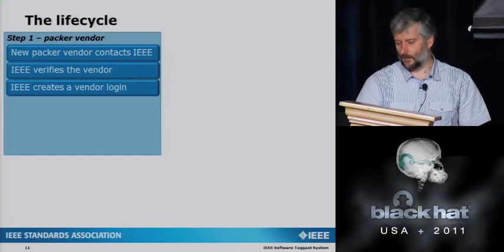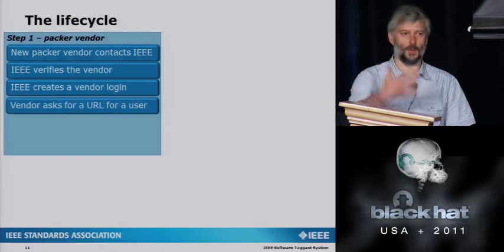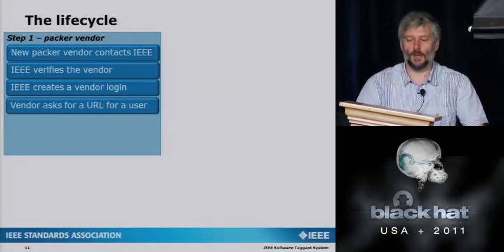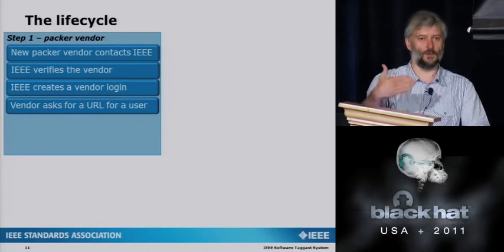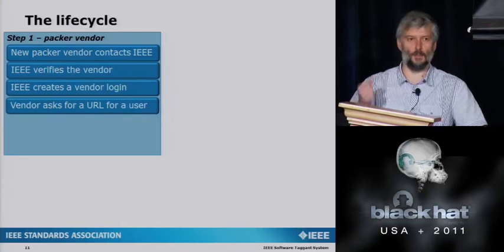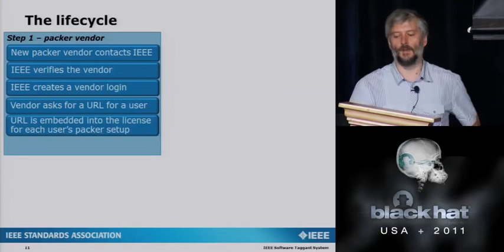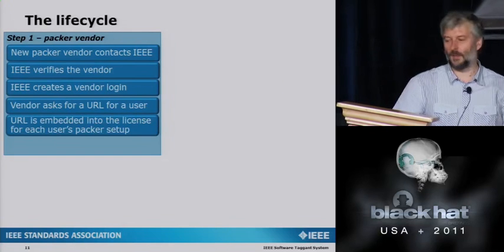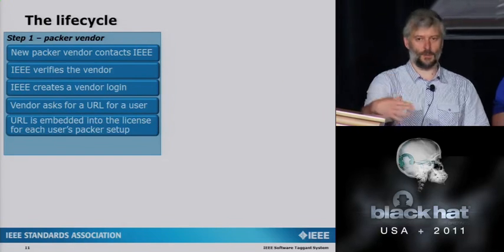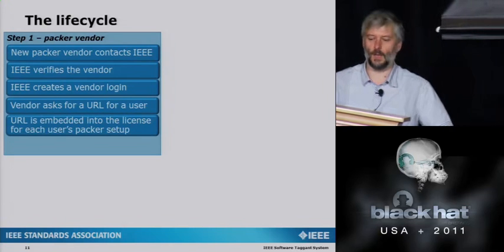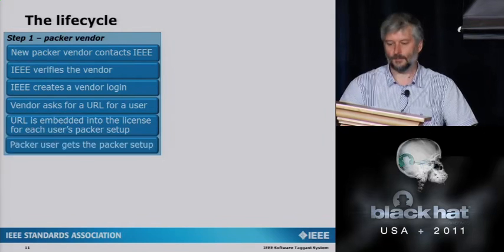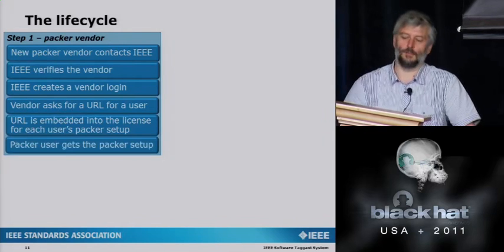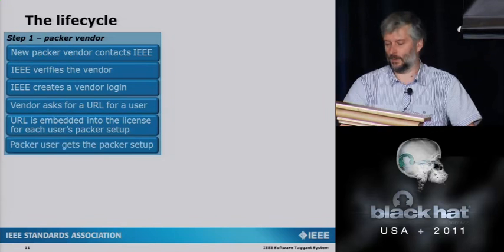The next steps may occur multiple times, depending on how many licenses are sold by the packer vendors. The vendor asks this IEEE URL for a user login. It's a one-time generated URL, which is then embedded into the license, which is carried by the packer setup. That makes each packer setup unique, and it will have that URL to activate the Taggant system on installation. That unique installation is shipped to the packer user, like a gaming house or other software development house.